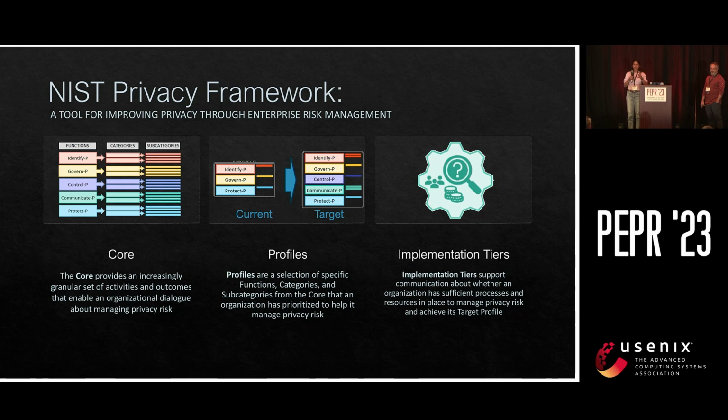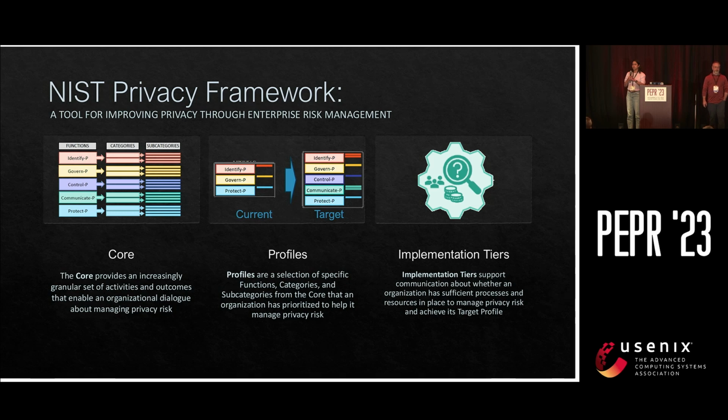These are the higher level areas. They're broken down into categories and subcategories. In total, there are 100 subcategories, which are outcomes or results that you should have in a good privacy program. These 100 subcategories are like sort of a pick list. You can identify which ones you're already meeting to say, what is your current state in the organization?